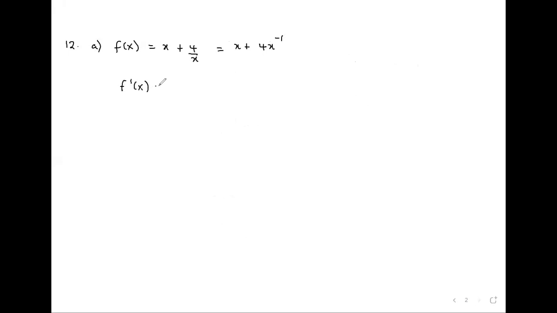F prime of x is going to be 1 minus 4x to the power negative 2, which is 1 minus 4 over x squared. From there, we equate this to 0 for us to find critical numbers.